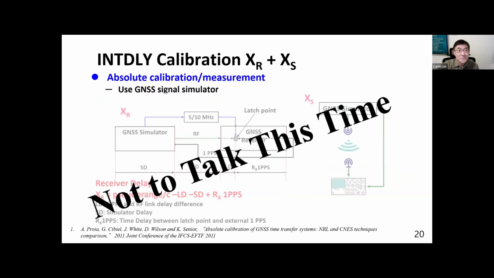Okay. Once we have measured the antenna cable delay and your reference delay, now we will talk about the internal delay calibration. Actually, you can calibrate your internal delay by yourself using a GNSS signal simulator, but it's expensive and complex, and it's not traceable. So we will not talk about this this time.